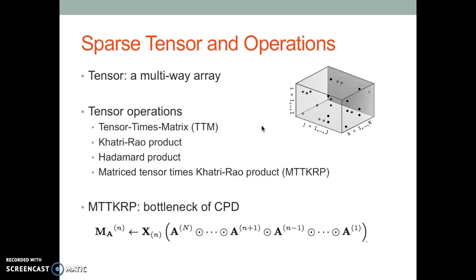A tensor can be interpreted as a multi-way array. This is a third-order tensor here with all non-zeros marked as dots. And there are several tensor operations. We focus on the matricized tensor times Khatri-Rao product, MTTKRP for short, because it is the bottleneck of CP decomposition.